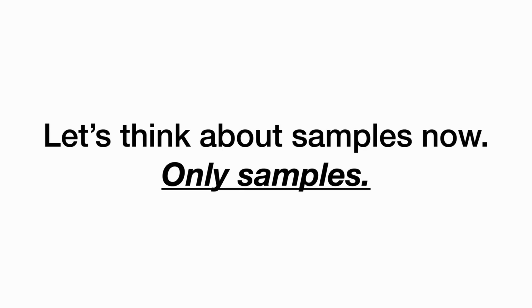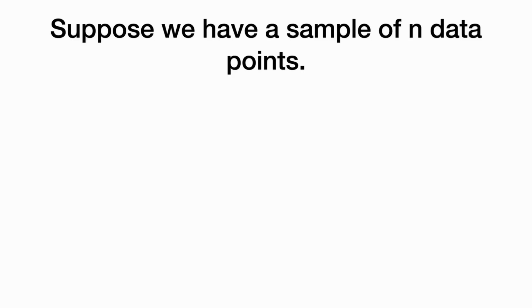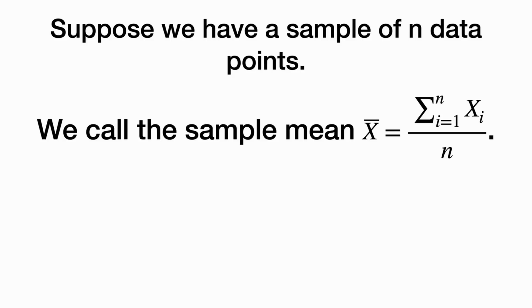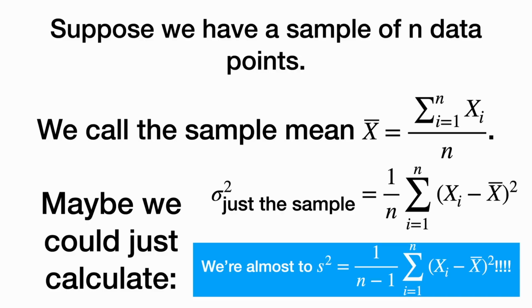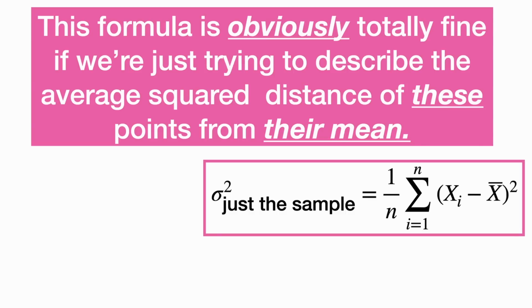Now let's think about samples, only samples. Suppose we have a sample of little n data points. We call the sample mean x bar, which is just the points added together divided by n. And maybe we could calculate the variance of just the sample. And we could take the average distance, 1 over n, the sum of all n data points in their distance from the sample mean squared. And we're almost to the sample variance. This formula is what we want, except without the n minus 1. And the question is, why don't we do this?